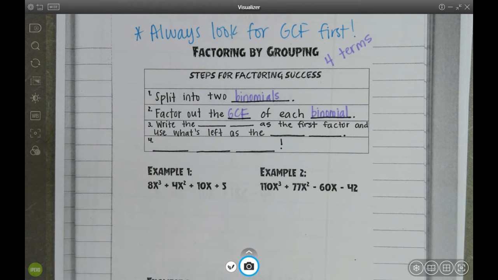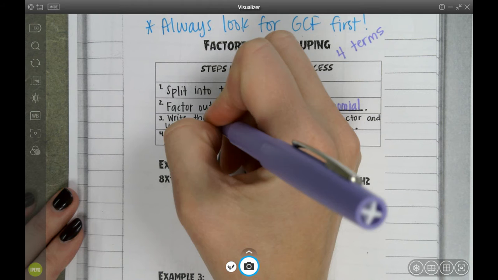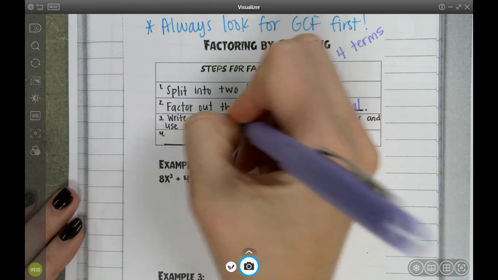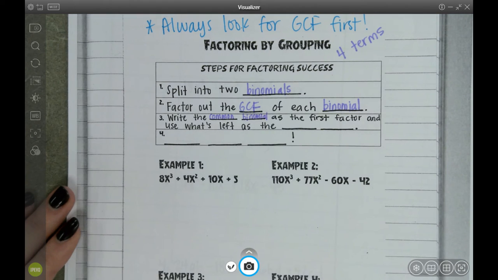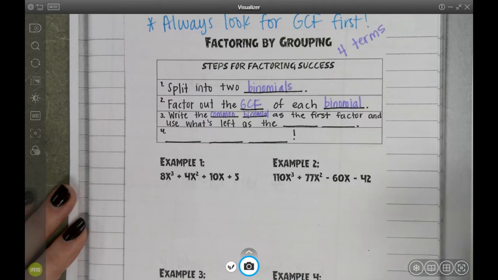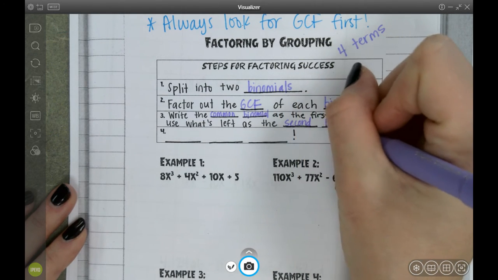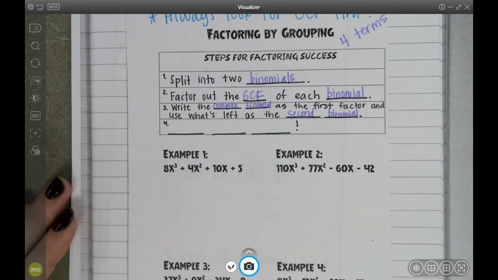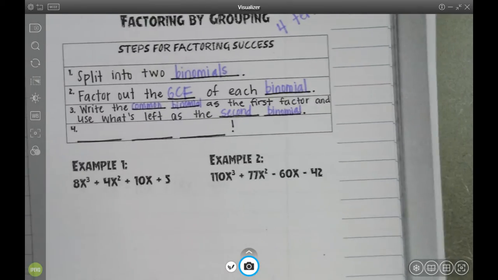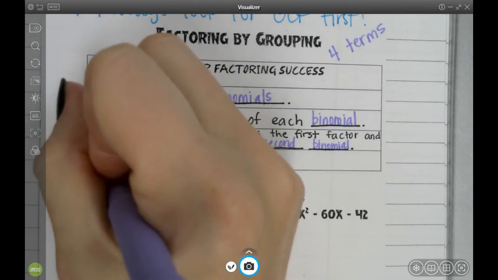Okay, now we're going to have to write really tiny, and I apologize for that. Write the common binomial. I'll show you what I mean here in a second. As the first factor, and use what's left as the second binomial. And the last thing we're going to do is check your answer.